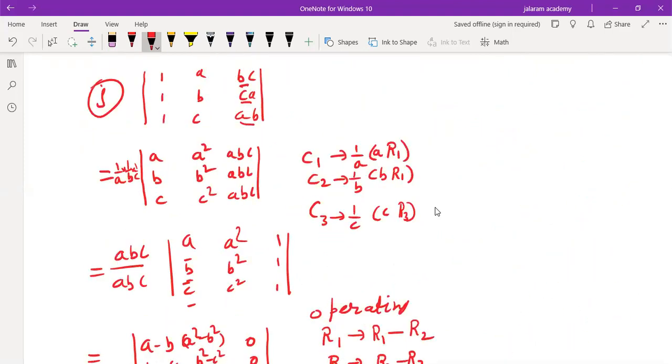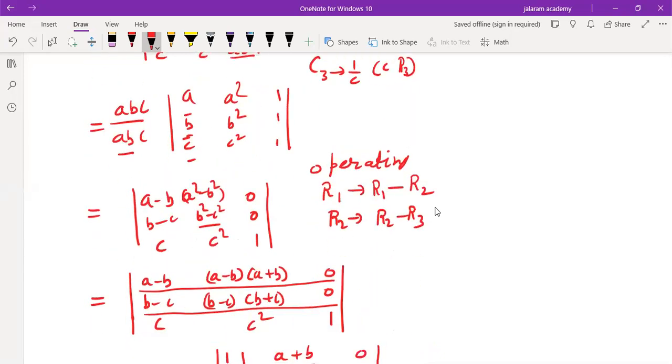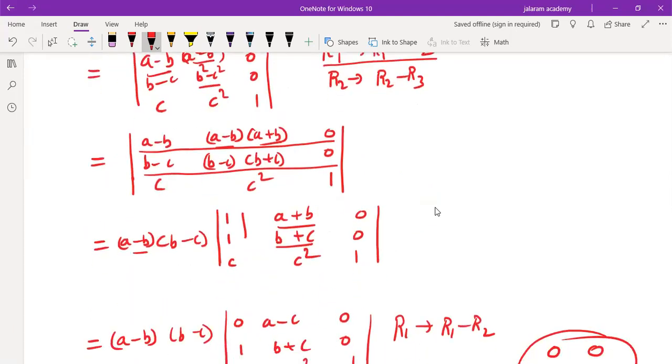Next determinant: 1 1 1, A B C, BC CA AB. The main concept behind this is whenever there is BC, CA and AB in the same column, we will multiply first row by A to bring ABC, second row by B to bring ABC, and third row by C to bring ABC. And now if we take ABC common from this column 3, it becomes 1 1 1, and now we can bring zeros easily. If we do the operation R1 as R1 minus R2, 1 minus 1 is 0, A minus B will be there, A square minus B square, which can be factorized to give (A minus B) into (A plus B) in next step, and A minus B will be common then in next step.